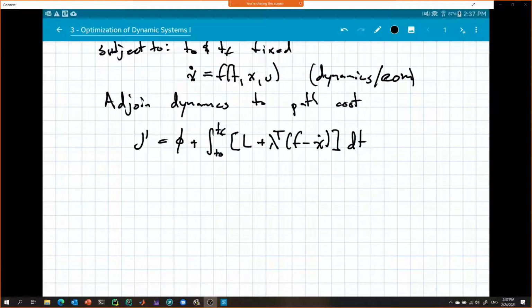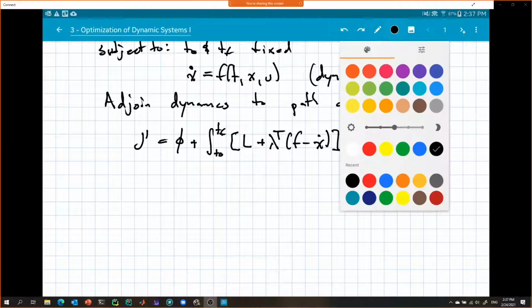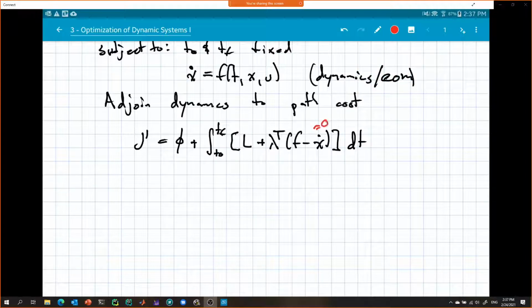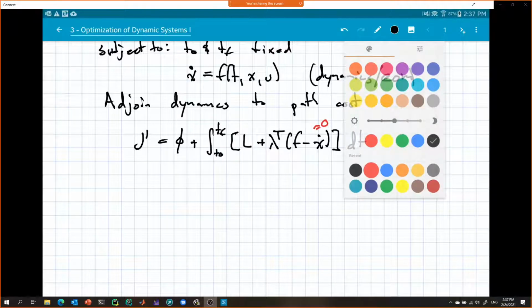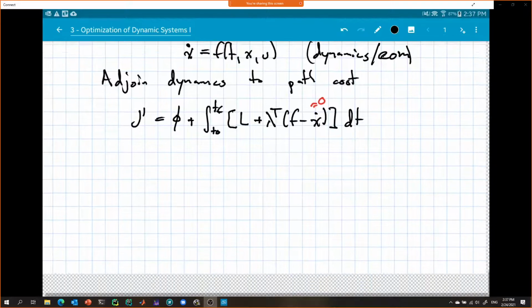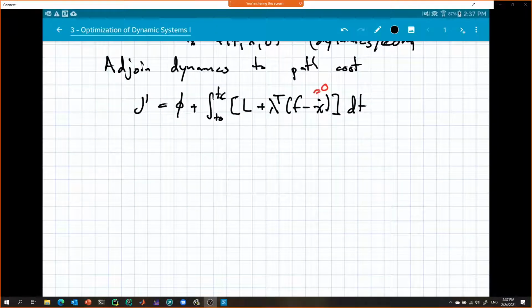So yeah, we have this augmented path. This is equal to 0, right? I guess I should maybe start using more different colors. Okay. So then, like before, we take the variation and set that to 0.